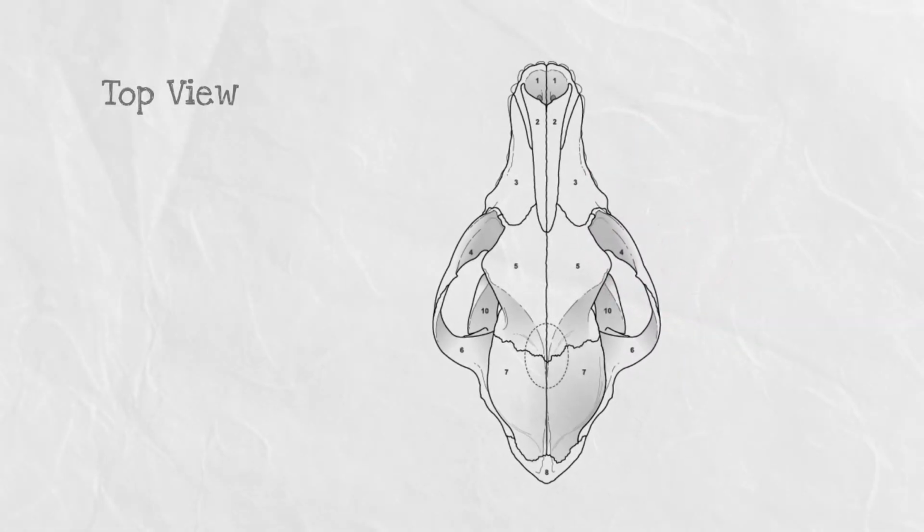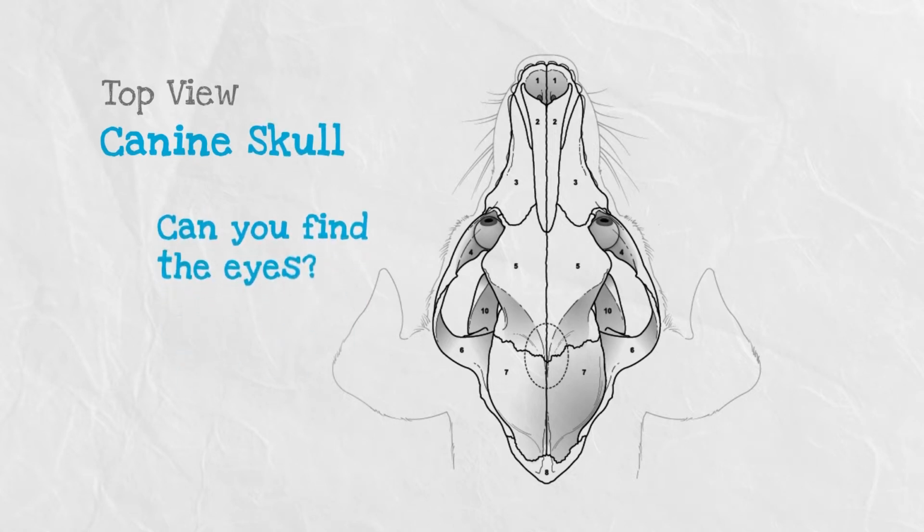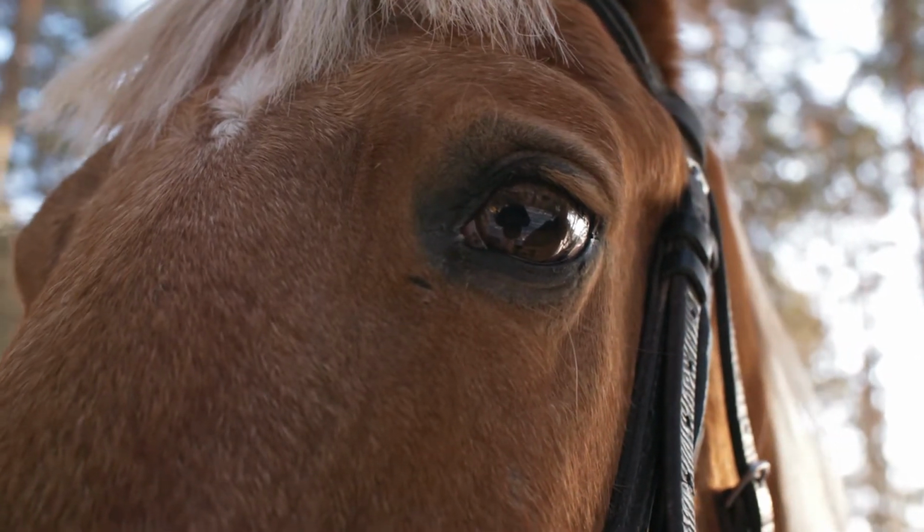This is a top view of a skull. Can you guess what species this is? If you guess dog or canine, you are correct. Can you find the eyes? When you look at an animal, the eyes are often the first thing you notice.